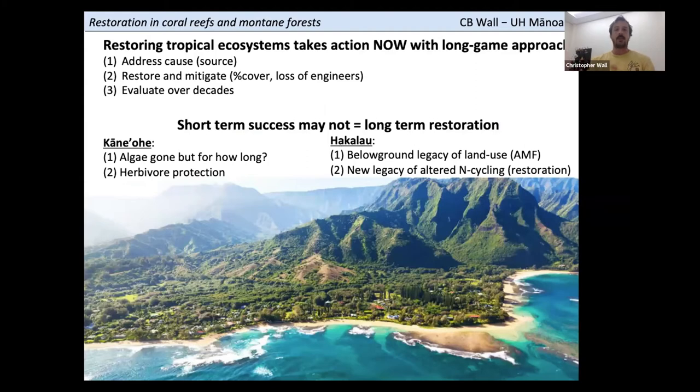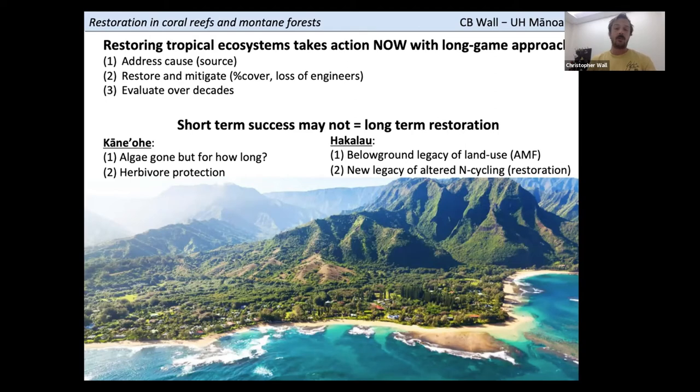So just final take homes here: restoring tropical ecosystems, restoring any ecosystem is hard. And while we need to take action now to address some of these problems, you also need to have a long-term, long-game approach. And that includes addressing the causes of the problem, which may be nutrient pollution, or it may be having ungulates roam free, and then restoring and mitigating those changes. So maybe that's increasing the percent cover of an important ecosystem engineer, or putting back important species like herbivores that are going to help keep a system in a stable state, or engineer that resilience for that system.